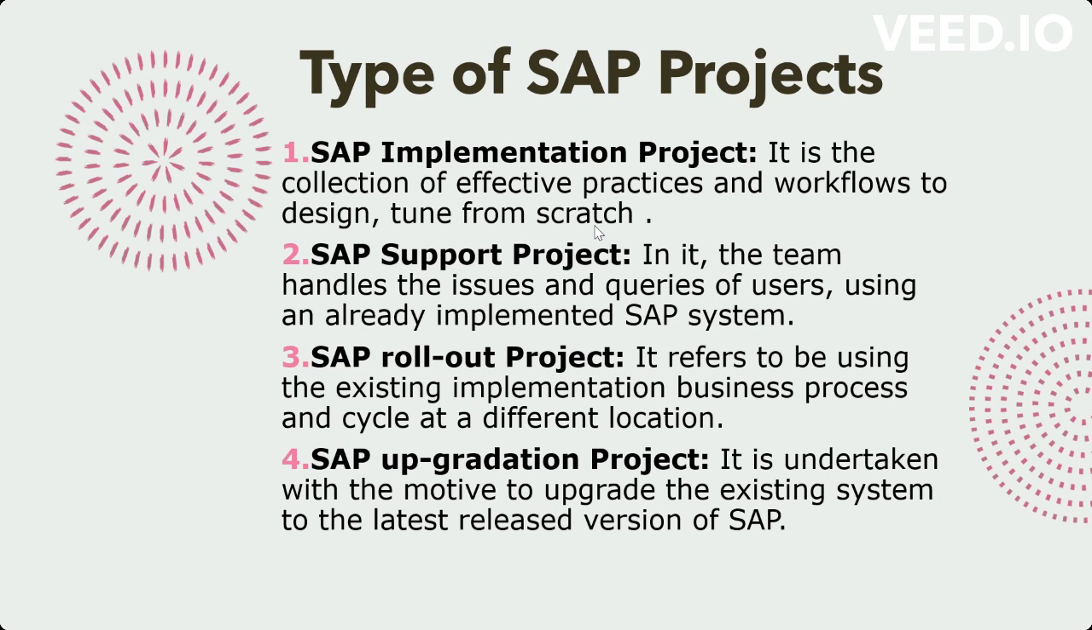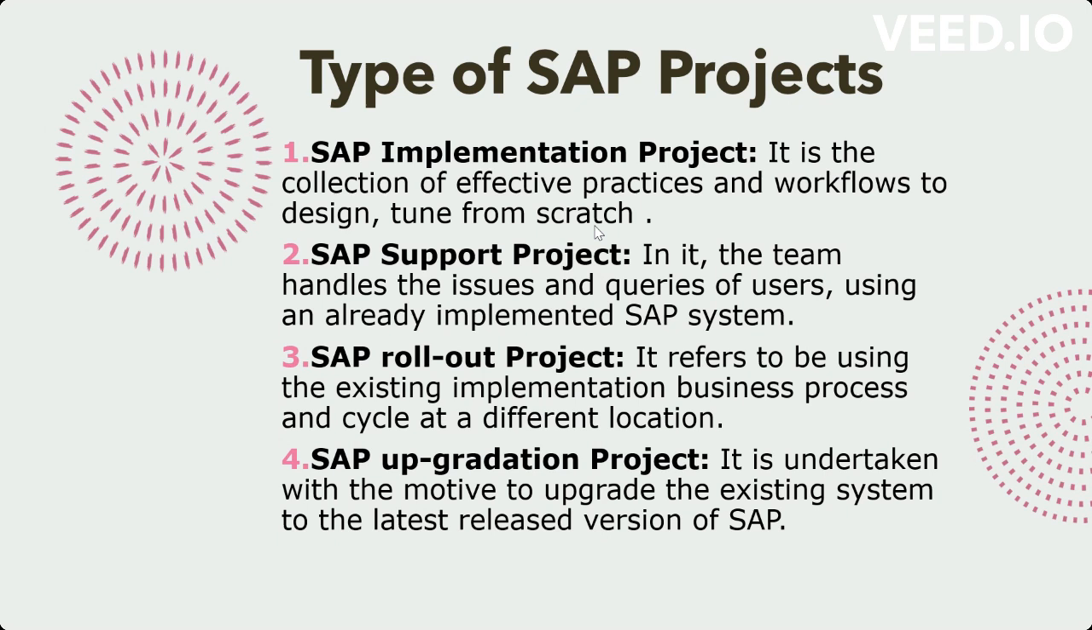So first is the implementation project. Suppose a company is running on some third party application, or be it any application, and they want to install SAP at their place. Since we will start afresh, we'll start designing the approach, then we'll understand the customer business, and then we'll start configuring the SAP system from scratch. Those kinds of projects will fall into the SAP implementation project. We'll talk more about the different methodologies for the implementation project in our upcoming videos.